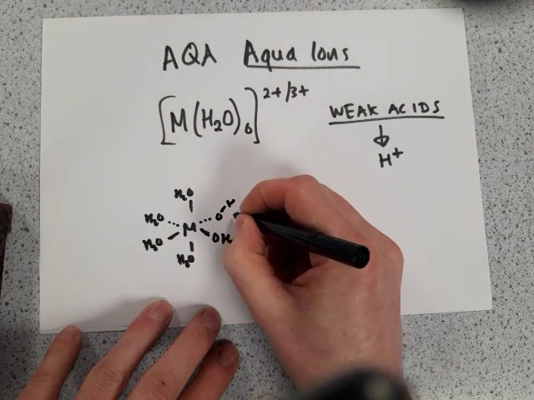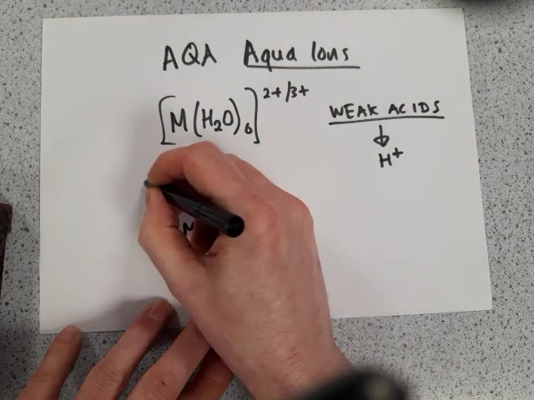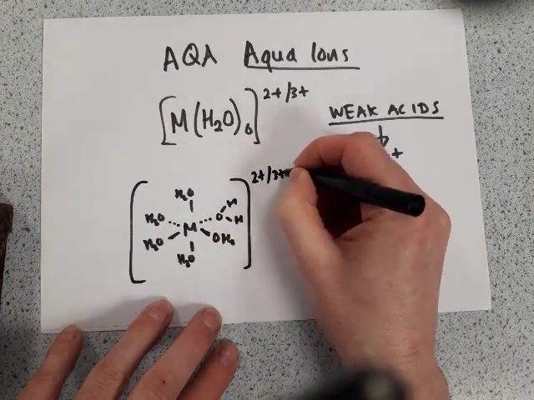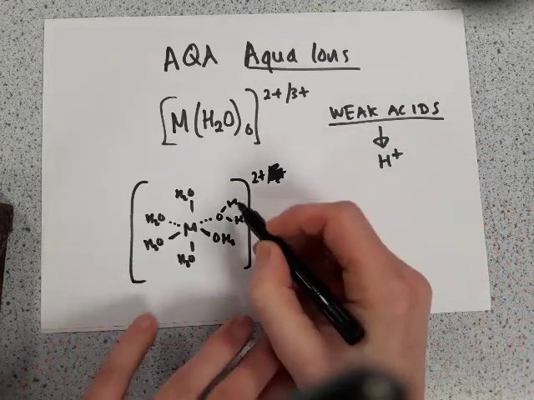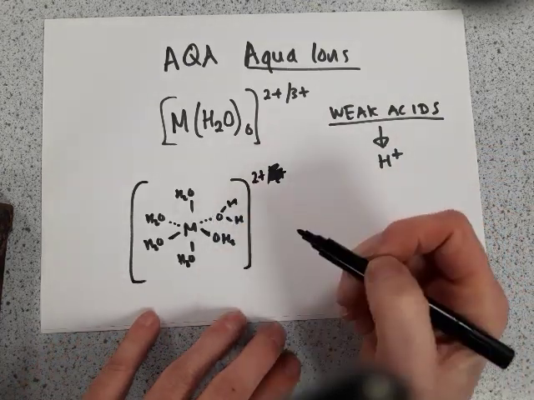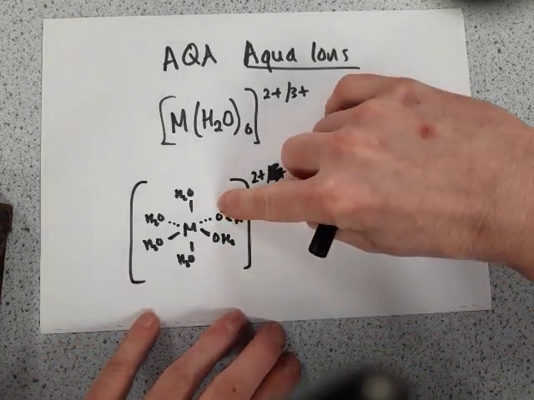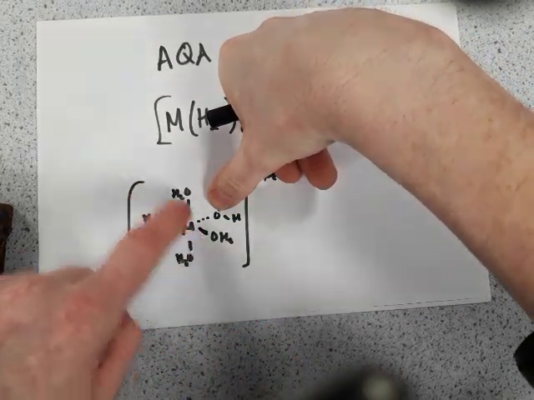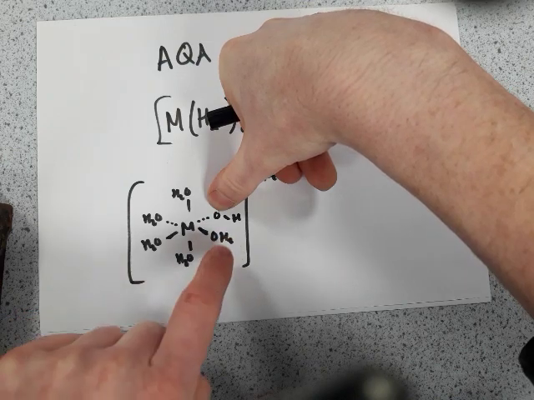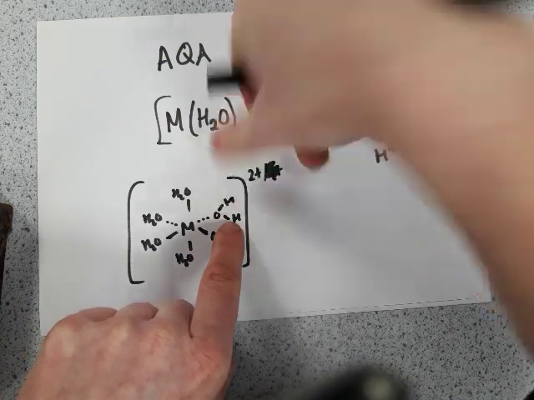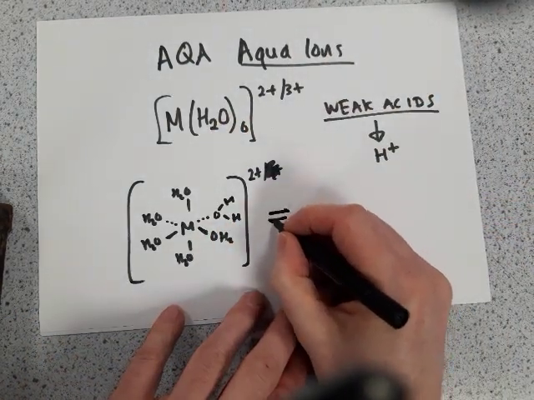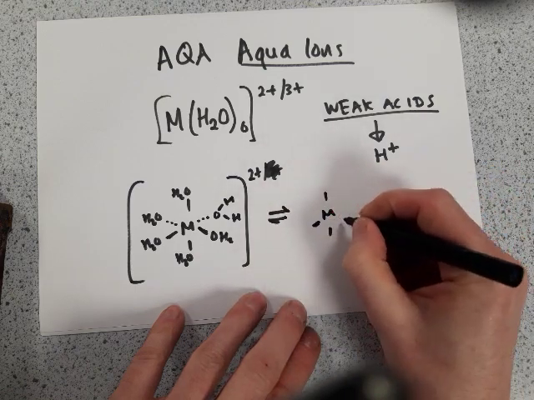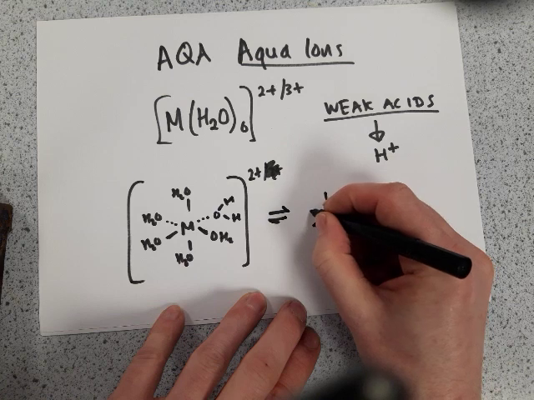Notice that I show a couple of the bonds here on one of the water ligands. So this is 2+ or 3+. Let's just go with 2+. One of these hydrogen ions can drop off into solution. This hydrogen ion can come loose, so to speak. So you will make metal with 1, 2, 3, 4, 5 waters, and now one of the waters becomes OH.